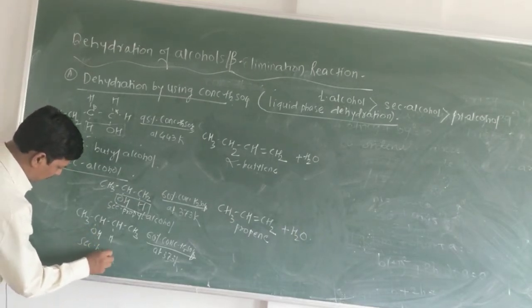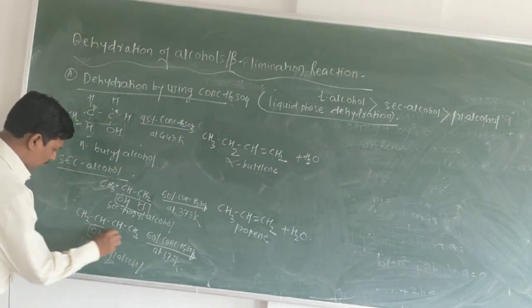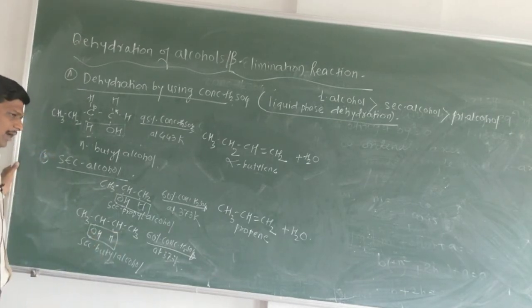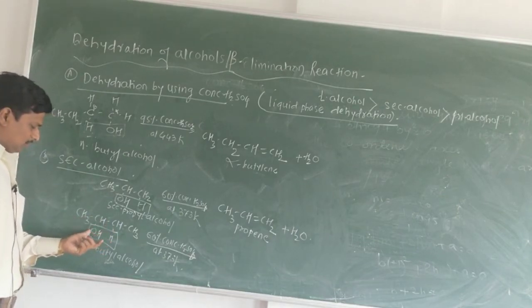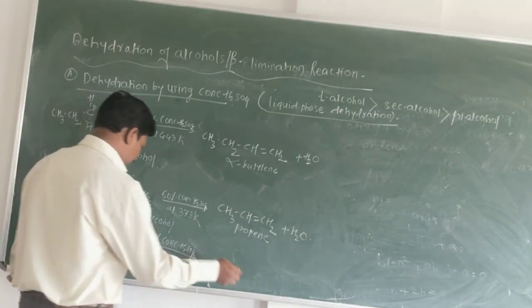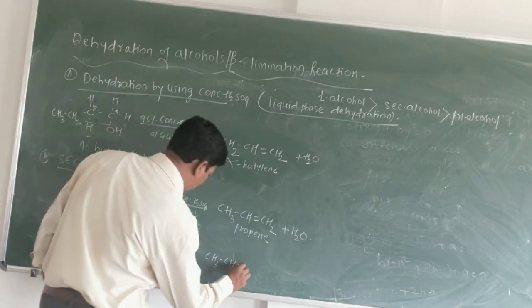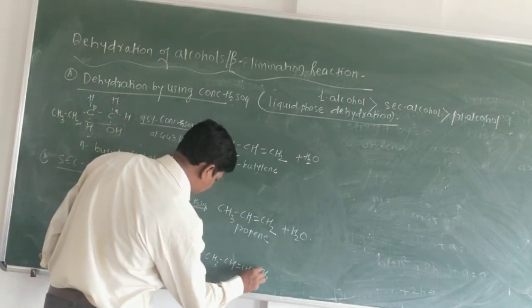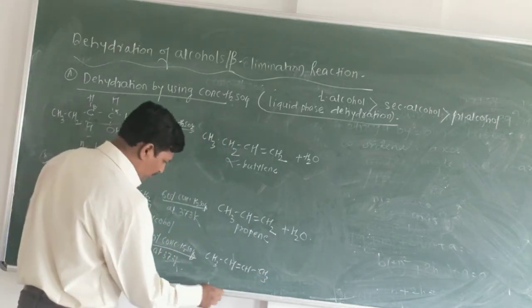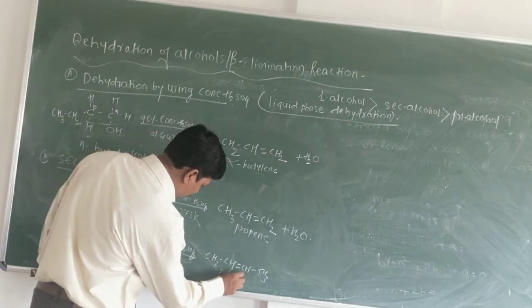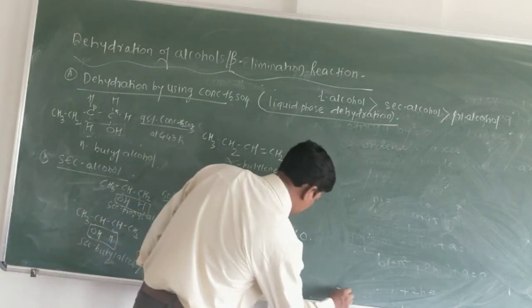The water molecule is eliminated in this way: the OH group from this secondary butyl alcohol and the hydrogen atom that is adjacent to the OH carbon atom are removed, and we form CH3CH=CHCH3. So the alkene obtained is beta butylene, plus H2O.